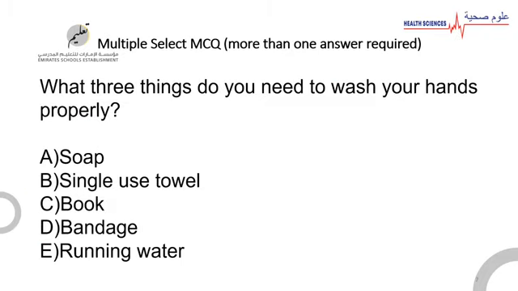The next slide is select multiple choice question, or multiple select MCQs, and that is more than one answer is needed. In this question, what 3 things do you need to wash your hands properly? The key term or word is 3, which means there will be 3 answers you need to select. As you can see, you have A, B, C, D, and E. So you need to select 3.